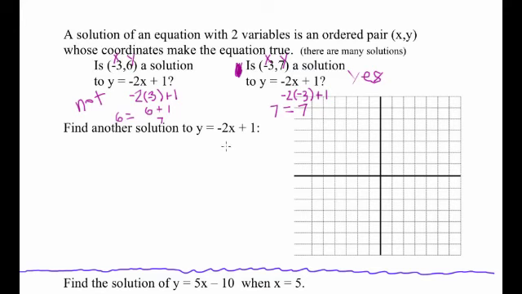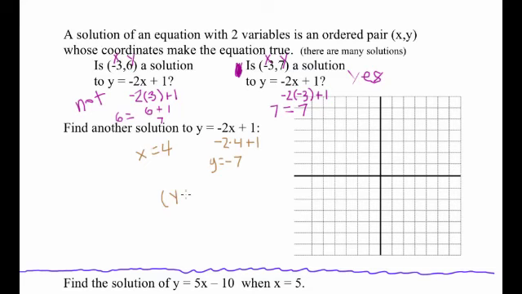Let's try to find another solution to the equation y equals negative 2x plus 1. All we need to do is find two numbers that work. So let's pick x equals 4. If x equals 4, let's just sub that in and see what y value we get out. Negative 2 times 4 is negative 8. Plus 1 is negative 7. So if x is equal to 4, the y value is equal to negative 7.